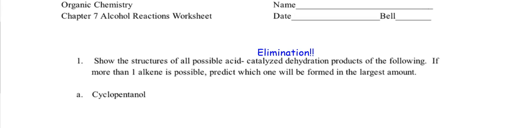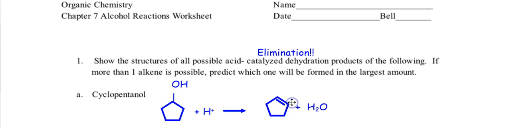So let's start off with cyclopentanol. Here we go. We're going to acid catalyze that, and again, the OH is going to fall off. I could have a beta here or a beta here, and it truly doesn't make any difference. I'm only going to get one product out of that.